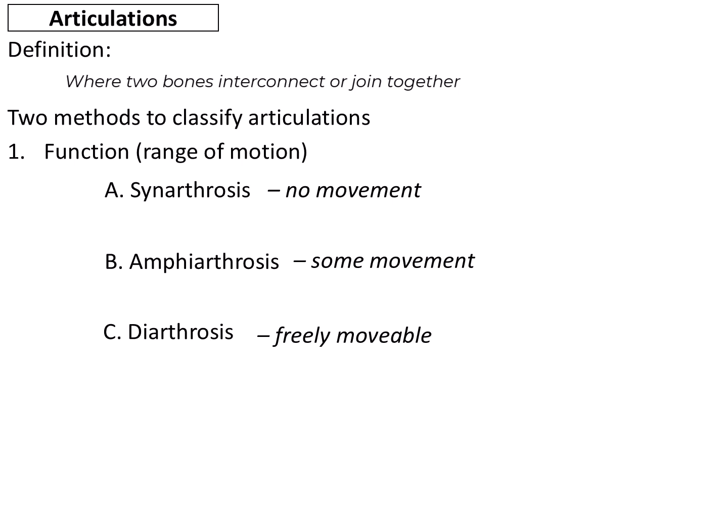The first type is synarthrosis. With this type of joint, there is no movement between the bones. Next is amphiarthrosis. In this type of joint, there is some movement between the bones. And lastly, there is the diarthrosis. In this type of joint, there is a lot of movement that can occur between the two bones.